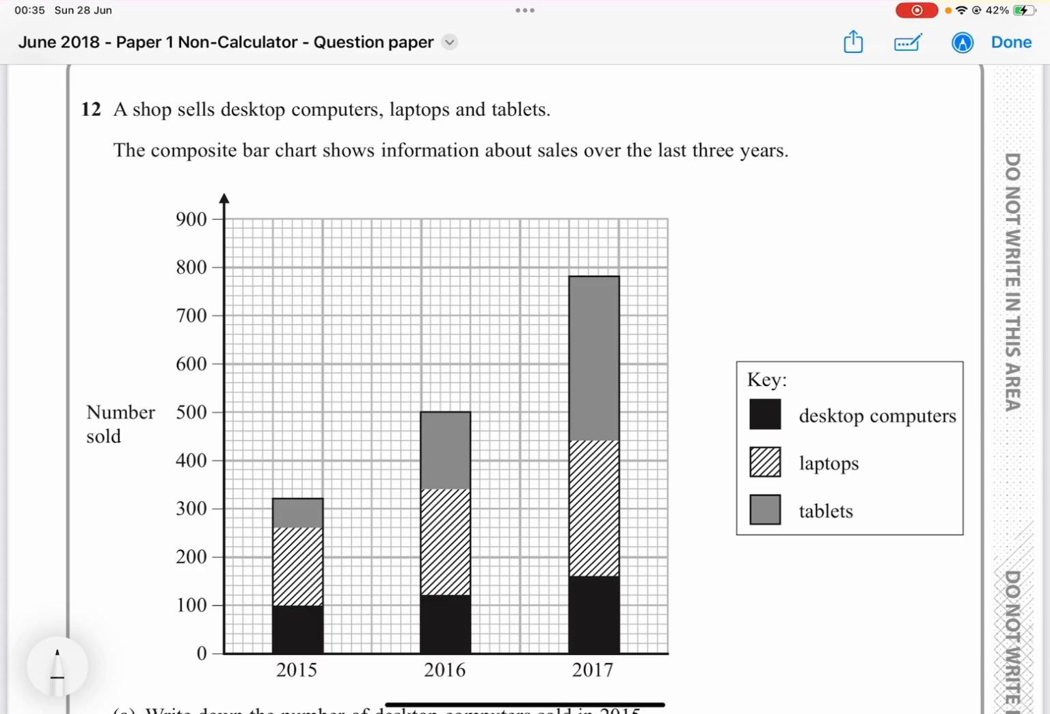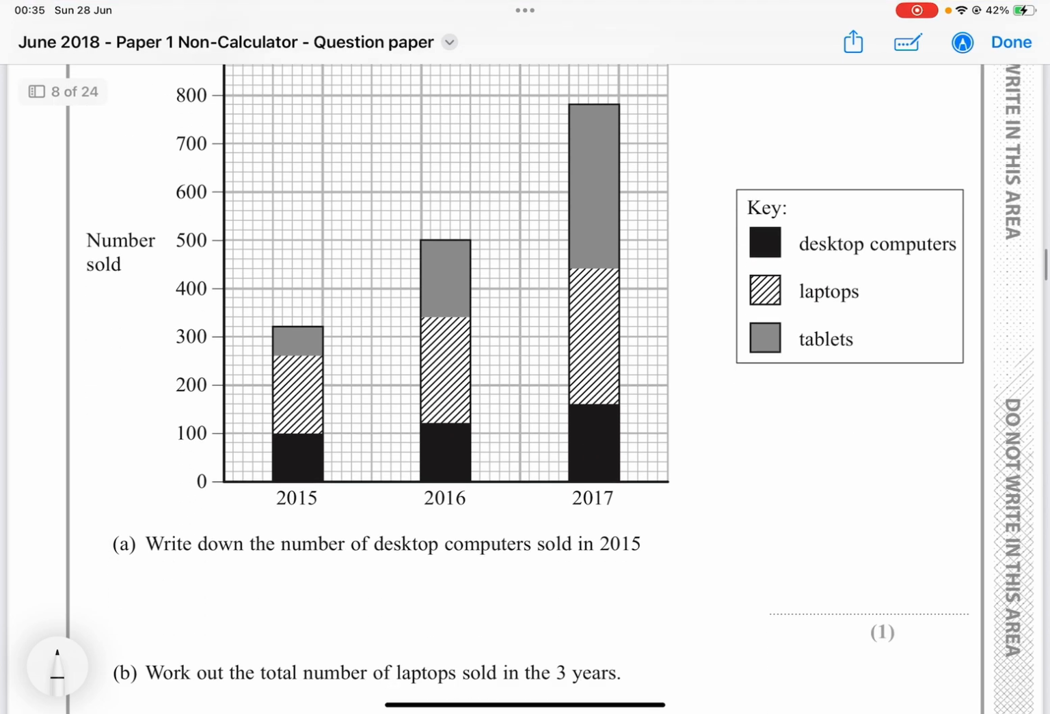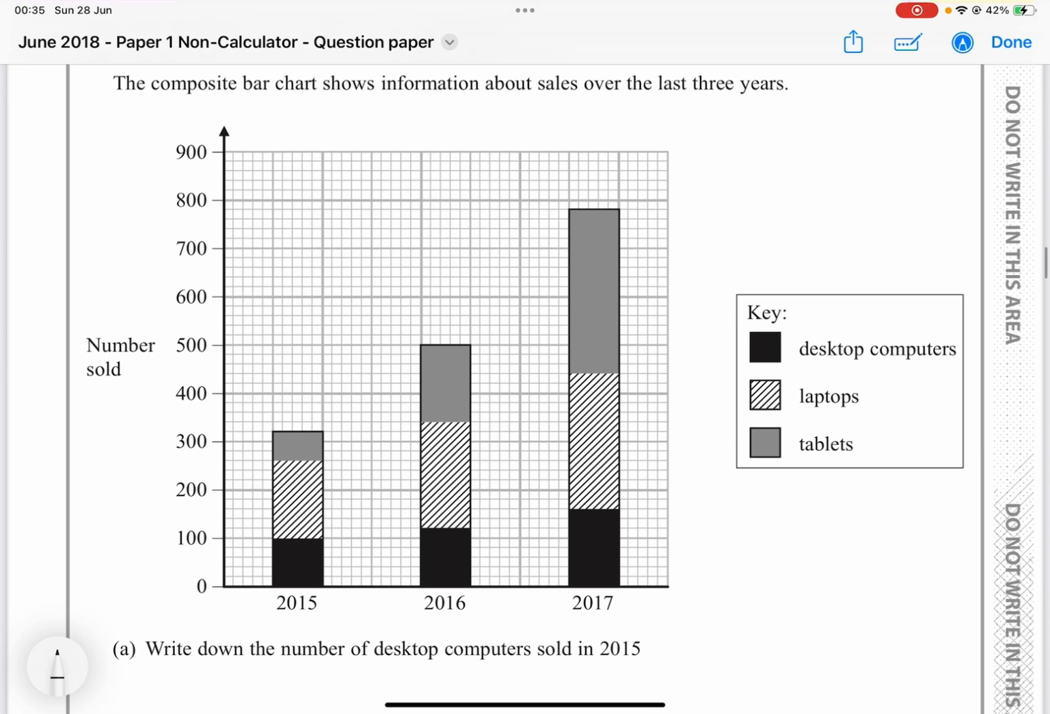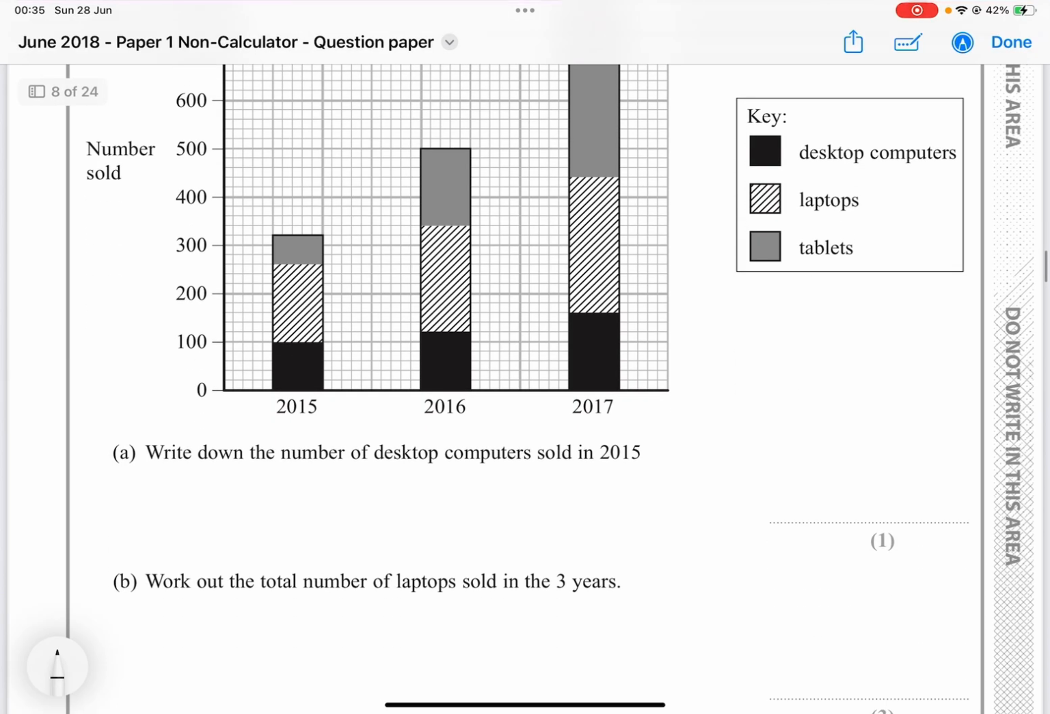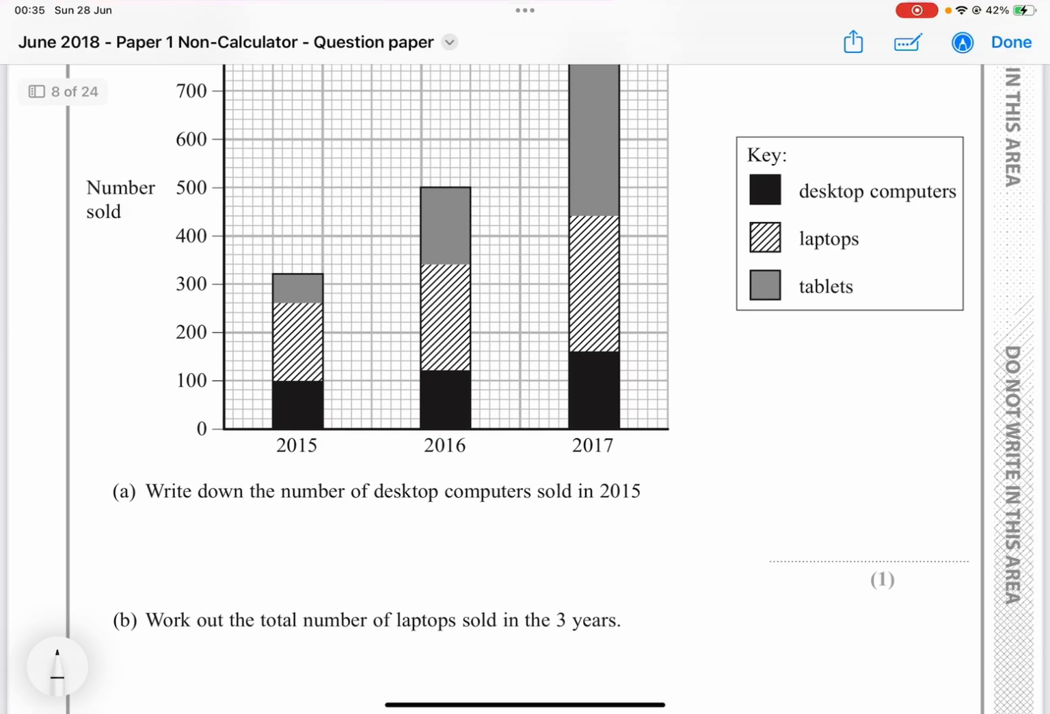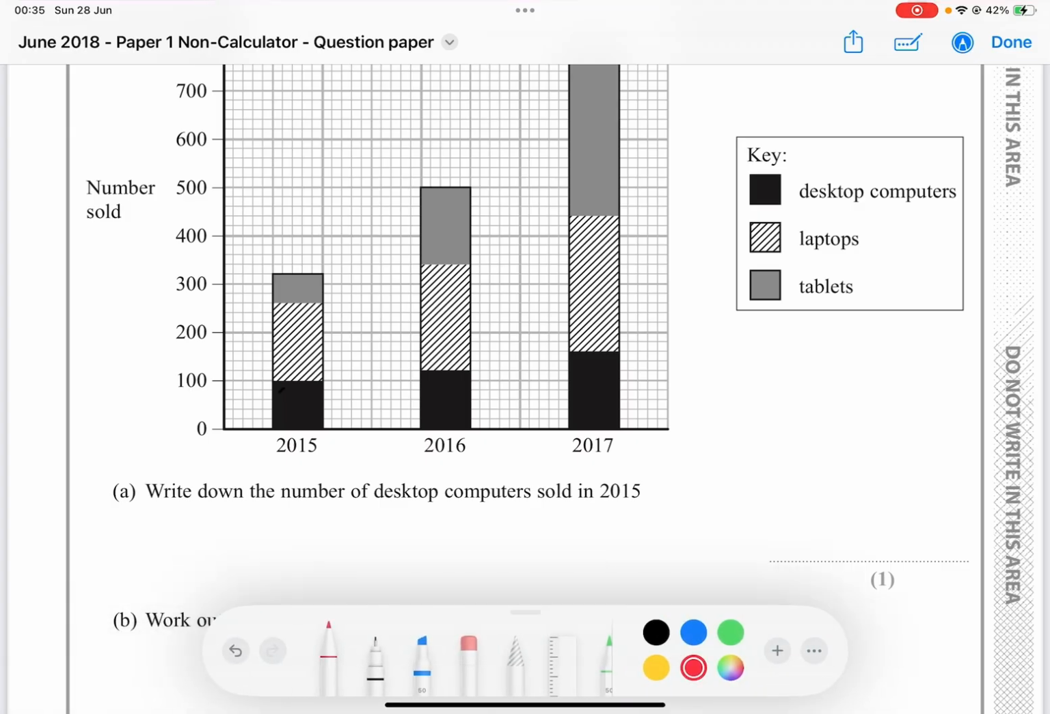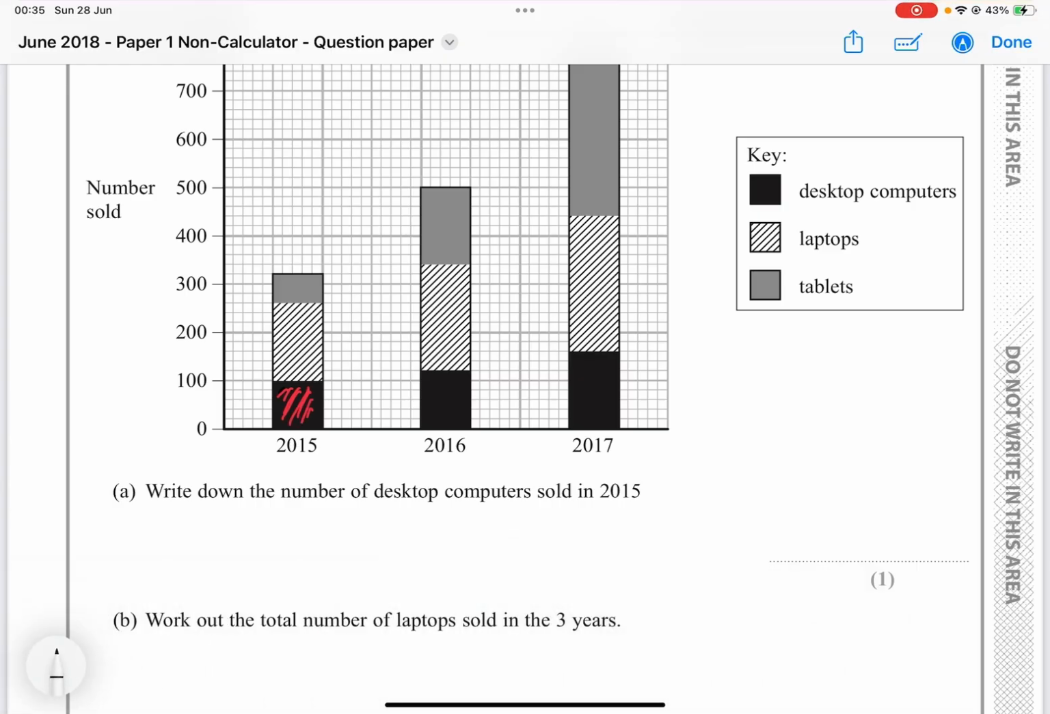So the black is desktop computers, the striped is laptops, and the grey is tablets. They've given us information for the number of each of those sold for 2015, 2016, and 2017. So it says write down the number of desktop computers sold in 2015. Remember, the black is the desktop computers, so that would just be this over here. So let me do this in red. So just this bit over here, alright? Well, that clearly just goes up to 100 right here. So that's 100 there, okay?